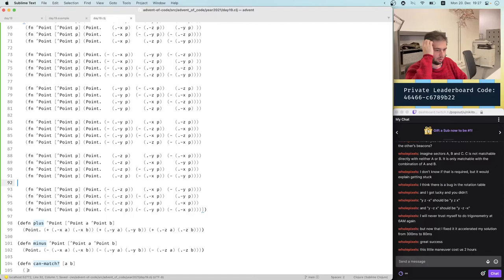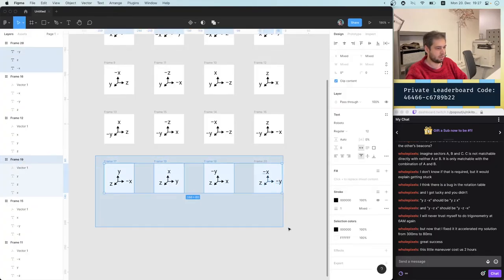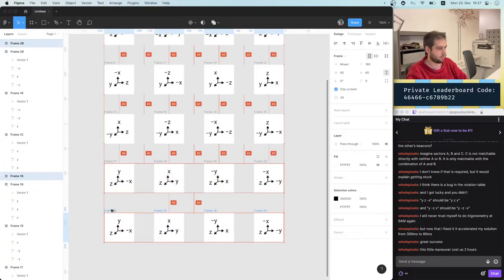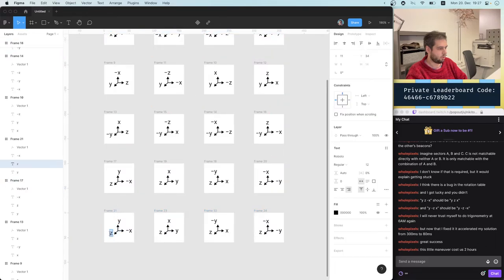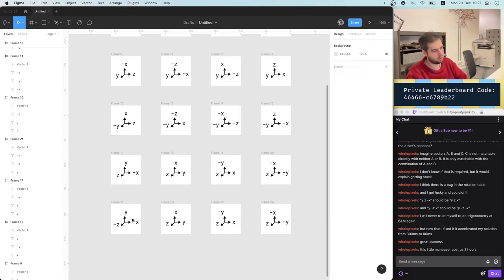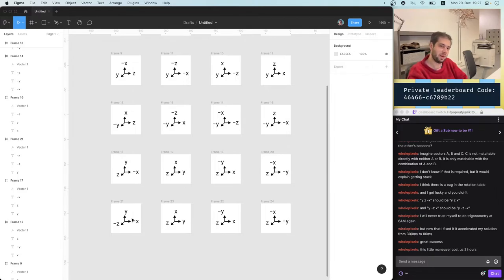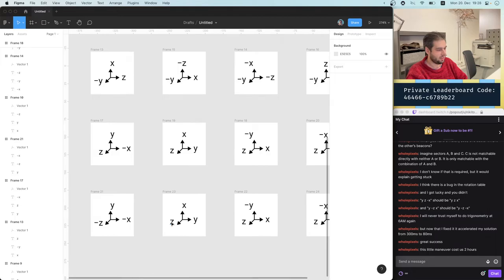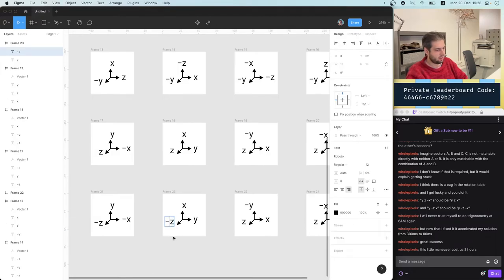Yes, this little maneuver cost us 2 hours. You're right. Well, I should have known better than to trust you. No, it was helpful. But I should check things like that, I guess. Well, you found the bug, right? You made the bug, you found the bug, and it's exactly what's expected from a programmer, right? So it's good that you found it.